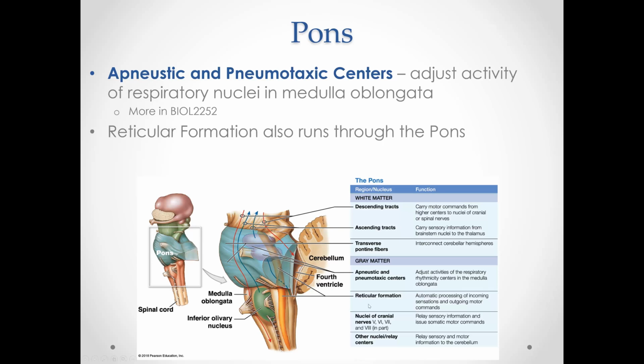Also notice that the reticular formation is still running through the pons, although it started down in the medulla oblongata. So you can still see it, this long, thin, yellow structure that's running up and down throughout the brainstem. So it started in the medulla oblongata, but it's continuing through the pons.